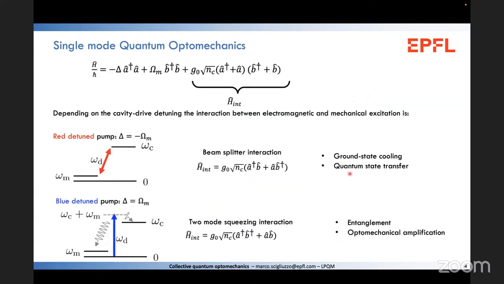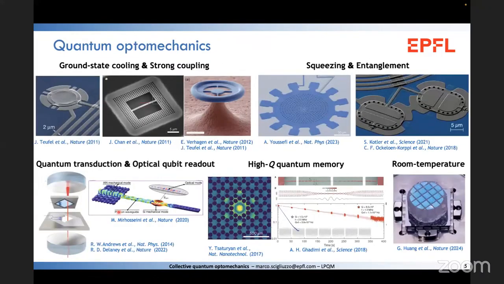And this gives the ability to have different kinds of interaction, because now if we drive with a red-detuned pump with respect to the microwave cavity or the optical cavity, we can have a beam splitter interaction. And at the same time, if we drive or excite the cavity on the blue-detuned side, we will have a two-mode squeezing interaction. And optomechanical systems have indeed been used to realize ground state cooling and strong coupling between microwaves or optics and mechanics. And indeed, as I showed before, driving on the blue side of the microwave cavity, also gets squeezing and entanglement. And more recently they are reviving their interest for quantum transduction.